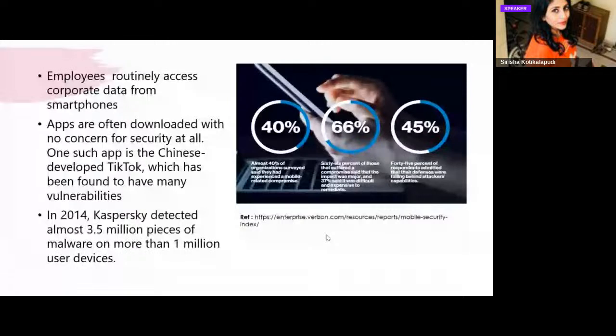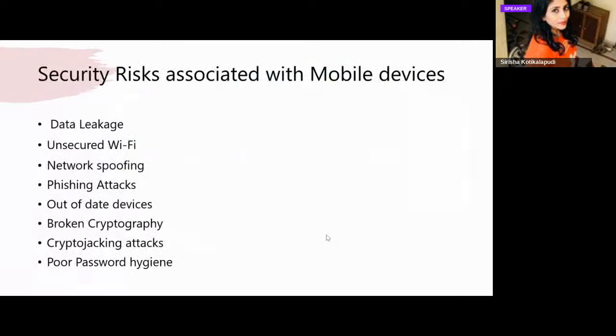In 2014, in one of the researches conducted by Kaspersky, 3.5 million pieces of malware were discovered on more than 1 million user devices. And one of the mobile security surveys that Verizon has conducted discovered that 40% of businesses have experienced a mobile related compromise, and 66% of businesses have said that the business impact due to these breaches has been major. So, what are the security risks associated with mobile devices?